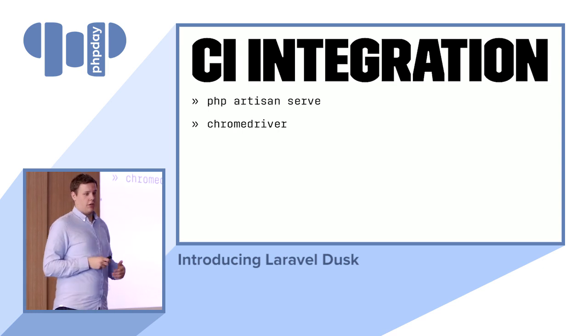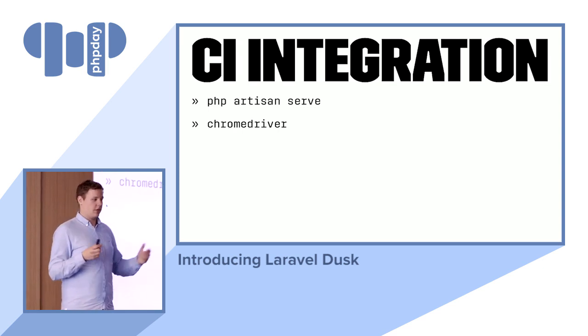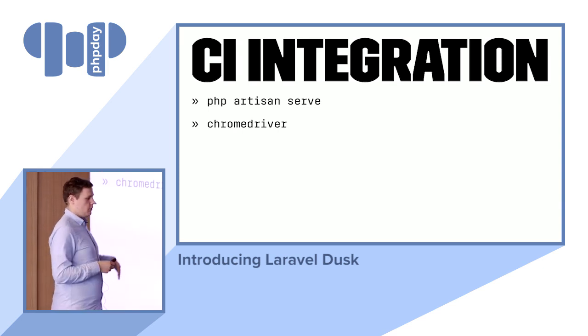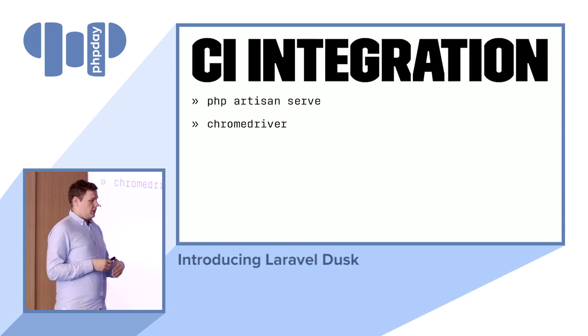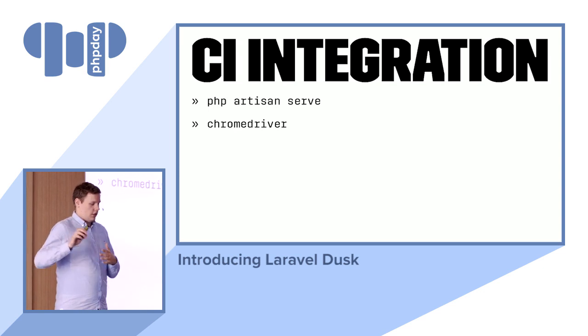So with Laravel, we can run php artisan serve, and it will start up the application. And then we just have to fire off a ChromeDriver. This binary is already in the vendor directory, right? Because we have to run Dusk.